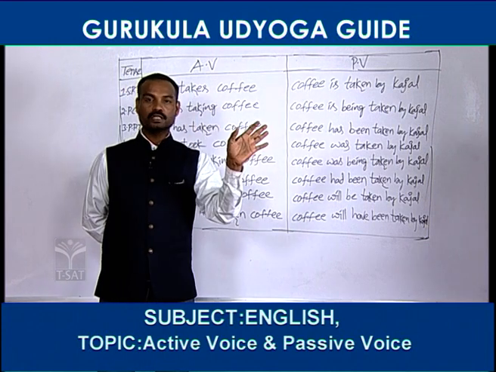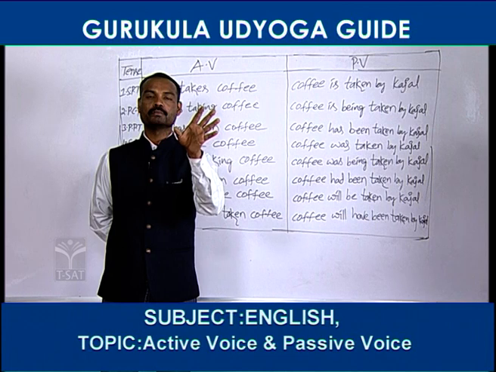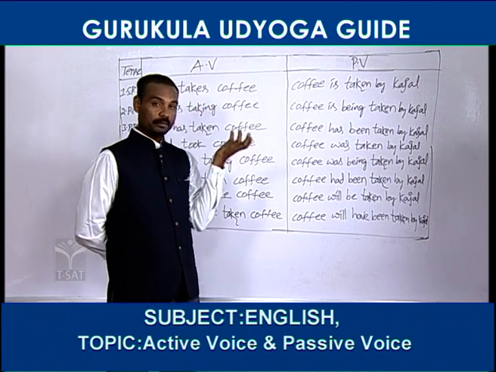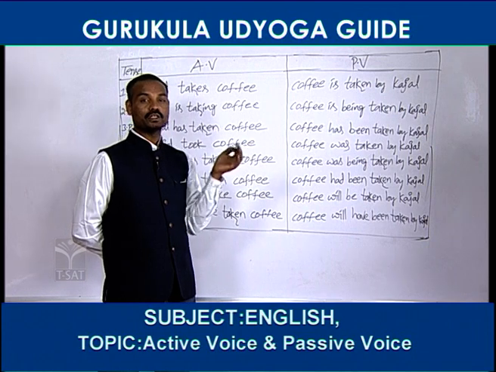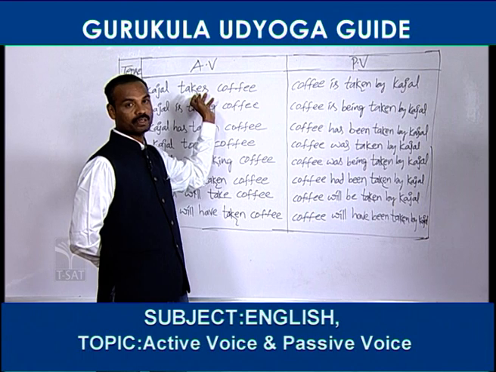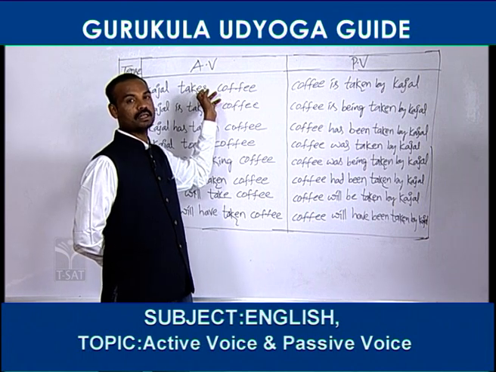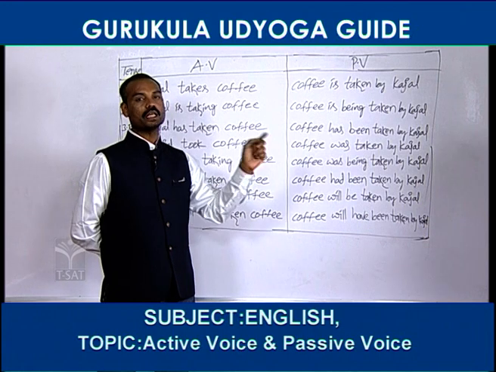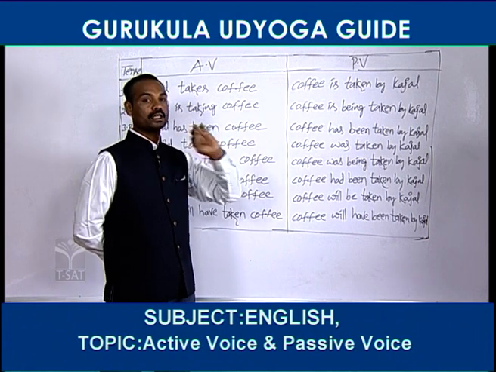Main verb must be in the third form. Passive voice means the main verb always must be in the third form. Where can you bring that main verb? Main verb is given in the active voice only. Without main verb they never give any active voice. So in the active voice only, main verb is available. So this is the main verb, but it should be changed into the third form. Take, took, taken. Okay.